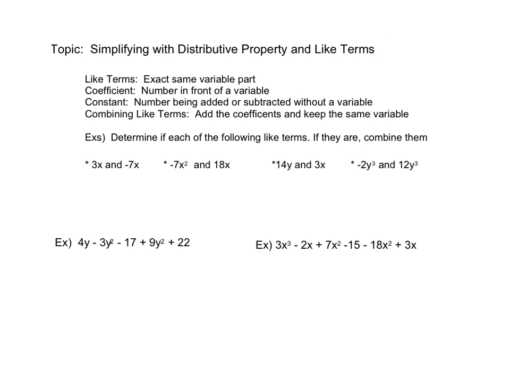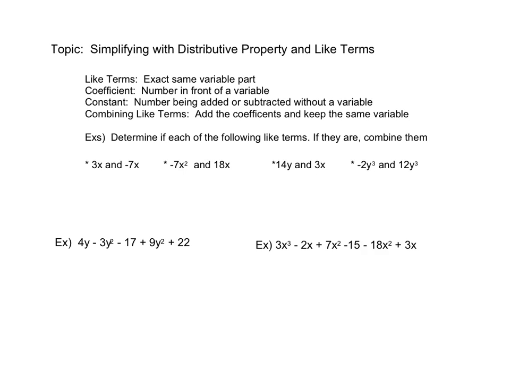The first thing I'm going to talk about is like terms. Like terms are any terms that contain the exact same variable part. A coefficient is a number in front of a variable. A constant is any number that's added or subtracted with an expression that does not have a variable. Terms are separated by plus or minus signs, and if we have like terms, we can combine them. In order to combine them, we add the coefficients and keep the same variable.